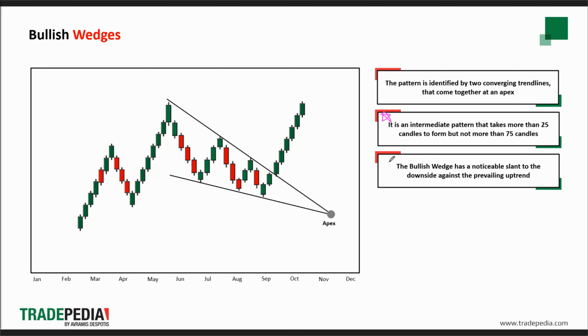Okay, so this bullish wedge has a noticeable slant to the downside against the prevailing trend. What it means by that is, firstly, if you remember just now, before a continuation pattern, there should be a prerequisite that the trend is on a bullish momentum. The prerequisite is a bullish momentum before forming this bullish wedge itself. After that, where the price breaks out, it will be on the upside.